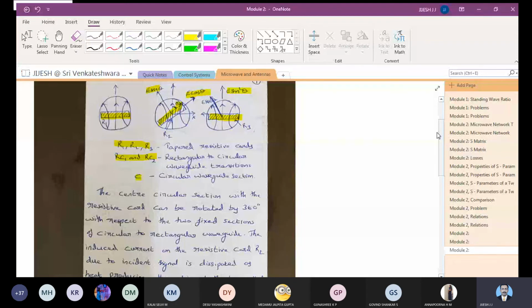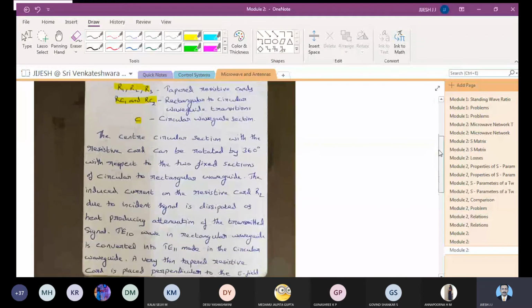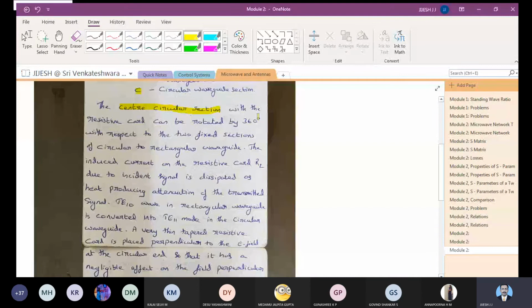We can see that the center is the circular section, and a resistive card R2 is there, which can be rotated by an angle of 360 degrees with respect to the two fixed sections of circular to rectangular waveguides. Then the induced current on the resistive card R2 due to the incident signal is dissipated as heat. That's what I have told you, that if the signal is getting attenuated, that energy is going to be lost in the form of heat.